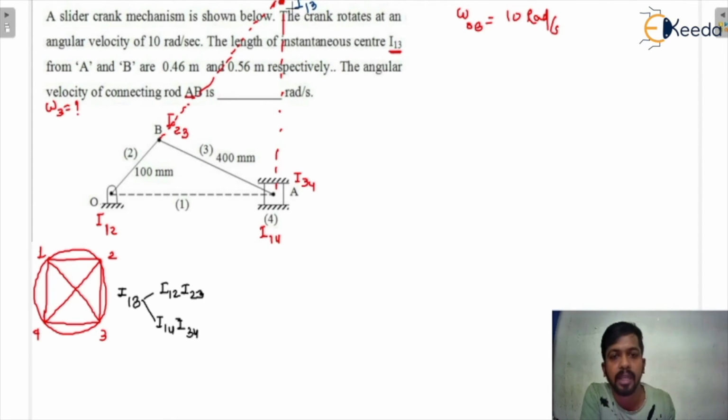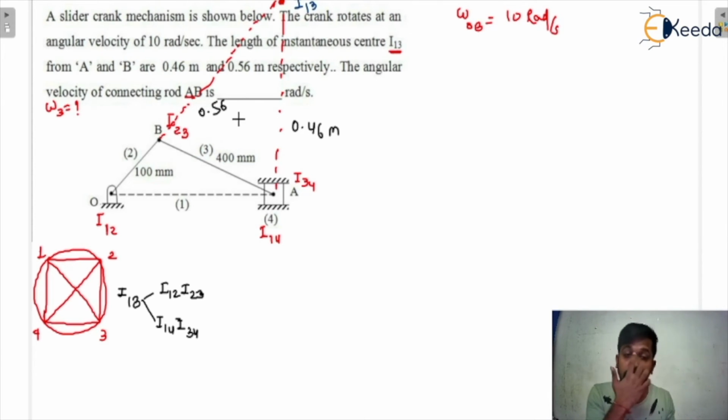Now we get I13. In the question it is given that the length of the instantaneous center I13 from A is 0.46 meter, and the length I13 to B is given, that is 0.56. Now you have to calculate the angular velocity of the connecting rod, that means omega 3.